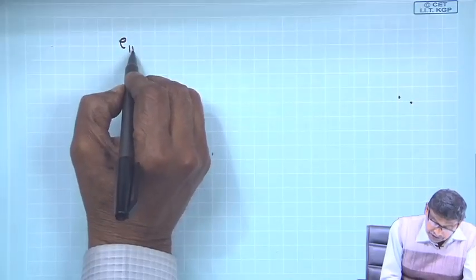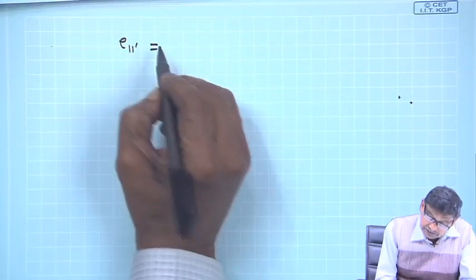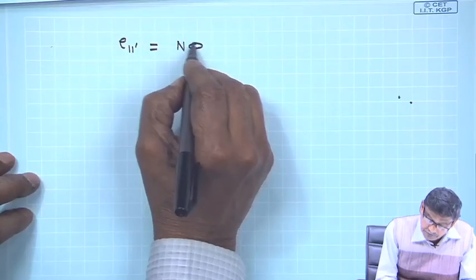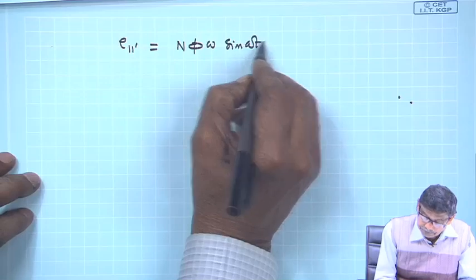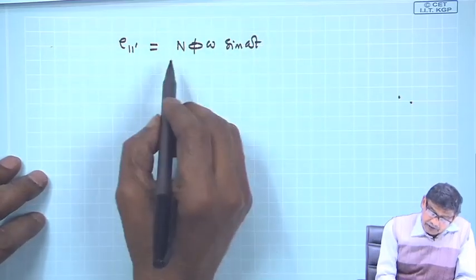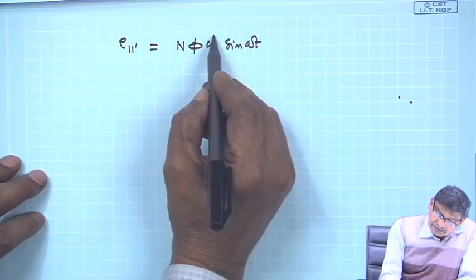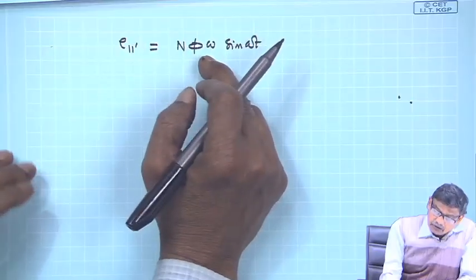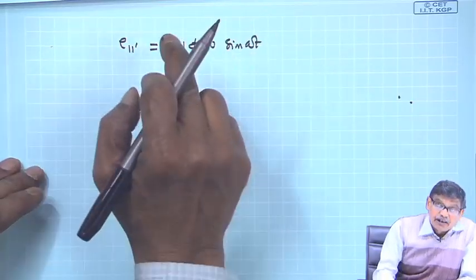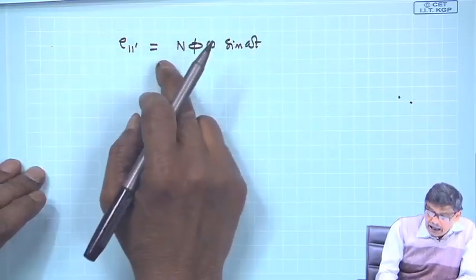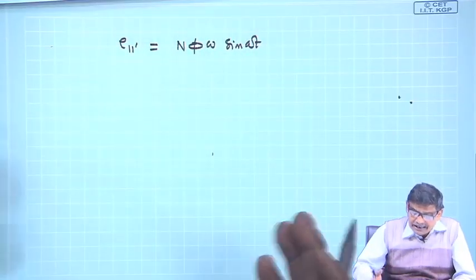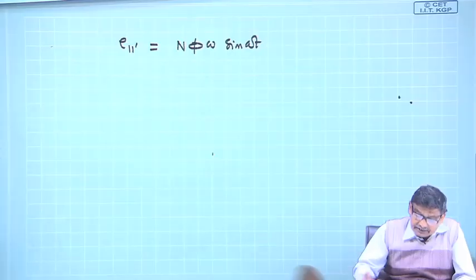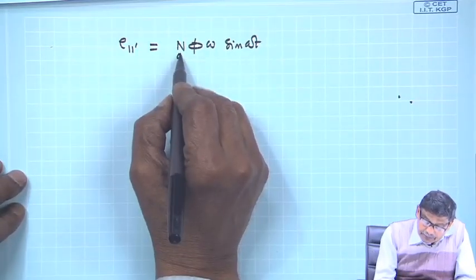So, this is very nice. So, E 1 dashed, this induced voltage, let me write it, is equal to n phi omega sin omega t. Therefore, here omega is the speed in radian per second, all electrical speed, phi is the flux per pole. You see, the dimensions of the rotor d, l, radius, etcetera go, and what is the n? Number of turns.